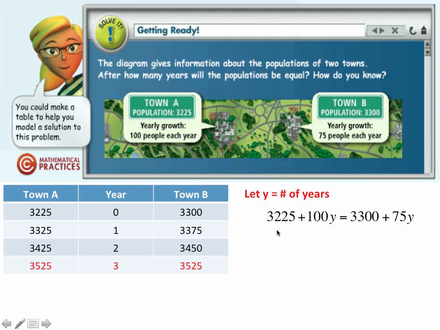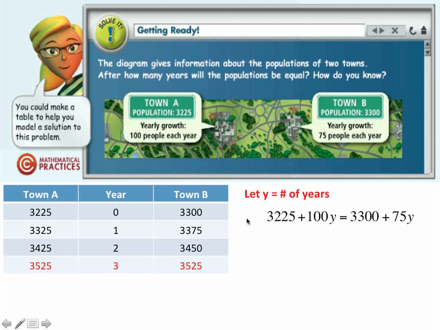So the starting amount plus the growth of 100 per year. The starting amount plus the growth of 75 per year. And I want to know in how many years this population is the same or equal to this population. So I just have to solve that little equation. This is an equation that has variables on both sides. It's got y's on both sides.